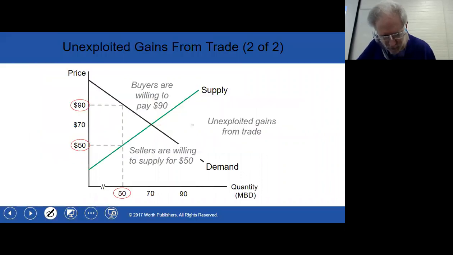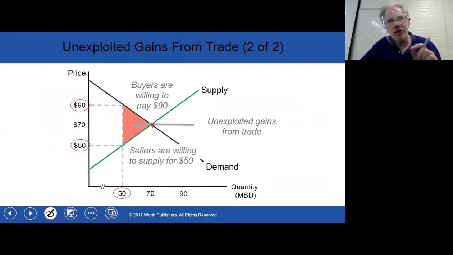Now, I'll demonstrate what that is here. Here we have, it's supposed to be the market for oil, and demand, the supply. Obviously, this is the equilibrium. Okay?